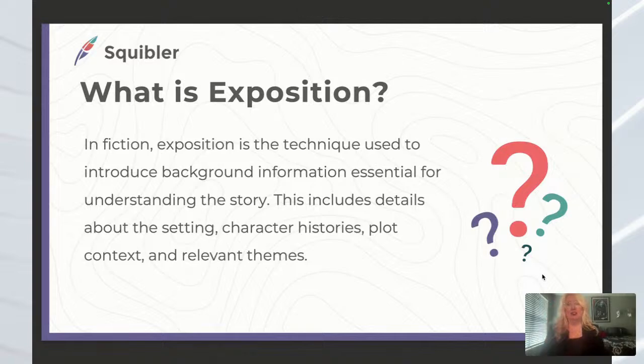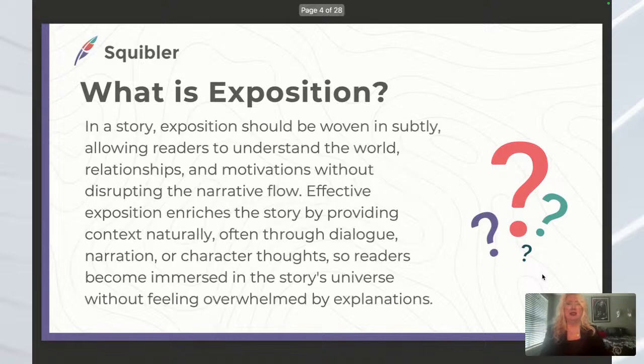So what is exposition? Maybe it's been a while since you were in high school and you forgot the term. In fiction or in screenplay writing and even in nonfiction, exposition is the technique used to introduce background information that's essential for understanding the story or narrative. This is going to include details about the setting, character histories, plot context, relevant themes, any kind of historical information that you want to include that your readers are going to need to have.